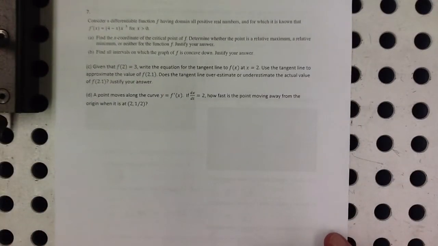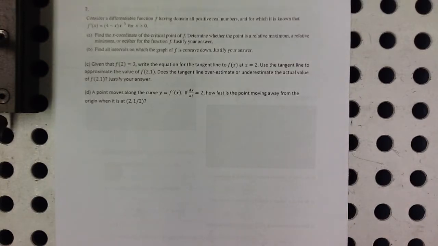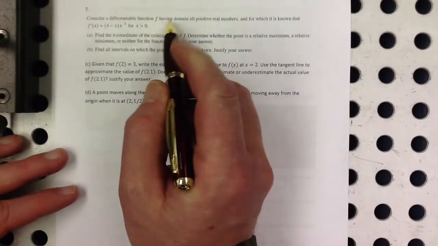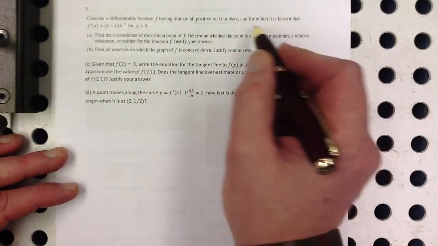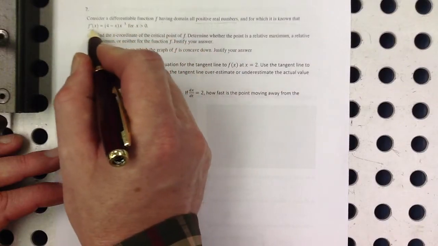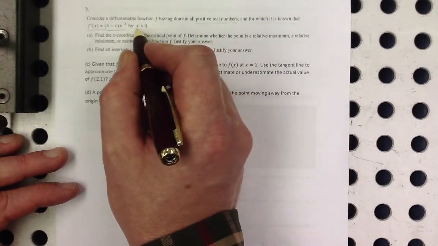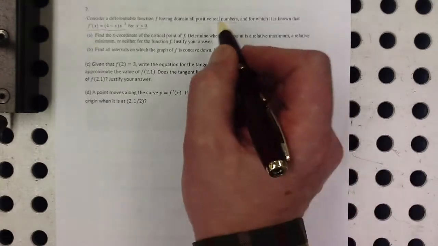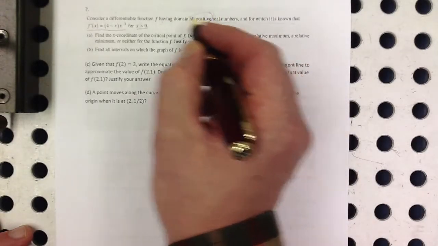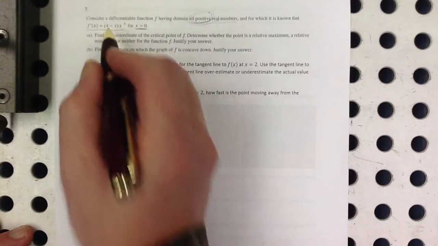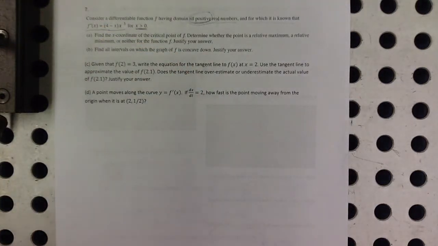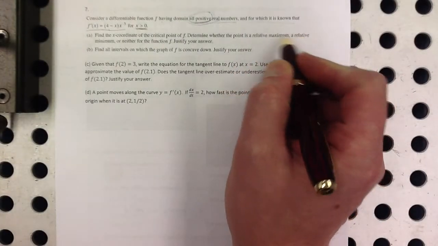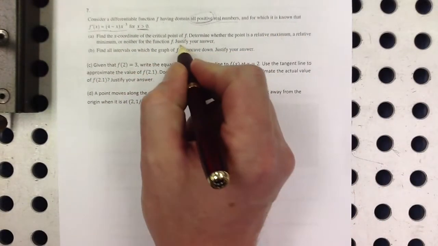All right, and then this looks like a College Board free response kind of thing here. Let's see what we have. Consider a differentiable function, f, having domain all positive real numbers, and for which it is known that this is the derivative for x greater than 0. So the domain's all positive real numbers, and there's its derivative. Find the x-coordinate of the critical point of f, and determine whether the point's a relative maximum, a relative minimum, or neither, and justify your answer.